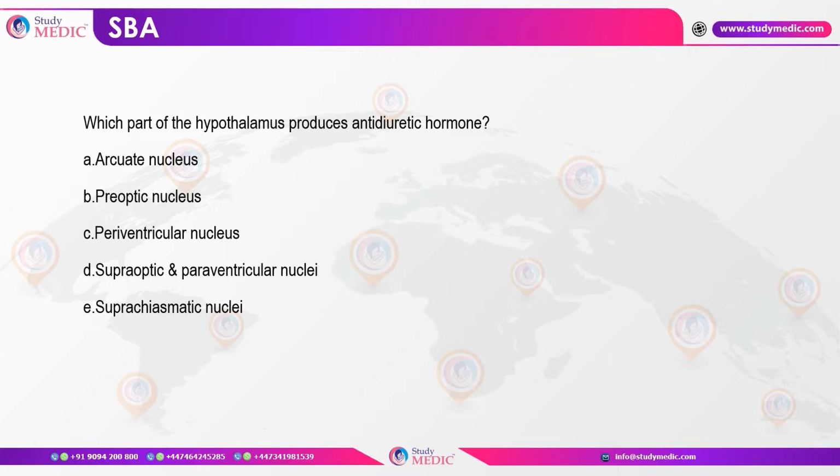Remember, ADH is produced in the hypothalamus but is stored in the posterior pituitary, and after the appropriate stimulus, it is only released from the posterior pituitary. Posterior pituitary does not produce the antidiuretic hormone. Now, in the hypothalamus, the supraoptic and paraventricular nuclei are the nuclei responsible for secreting antidiuretic hormone.